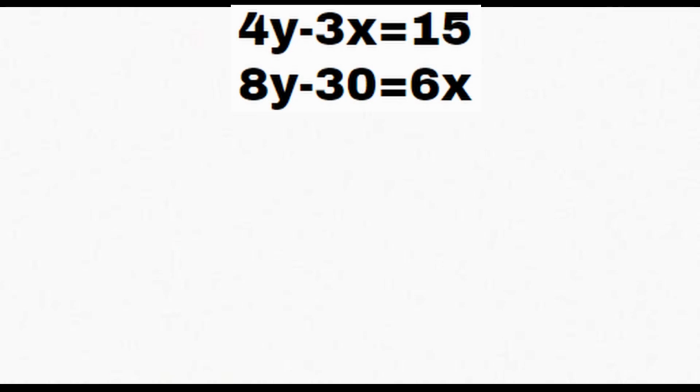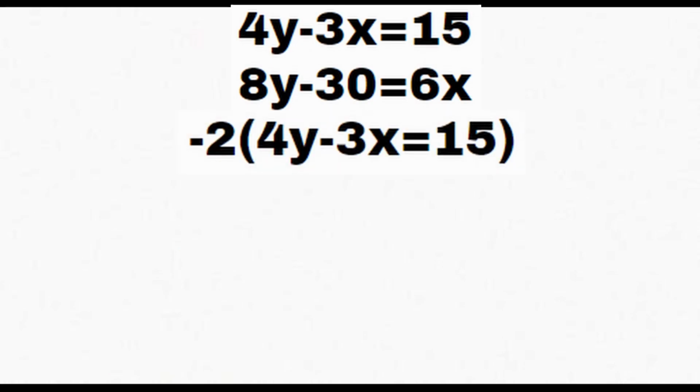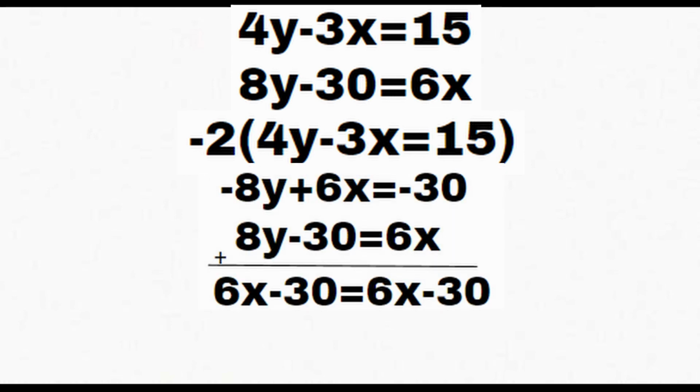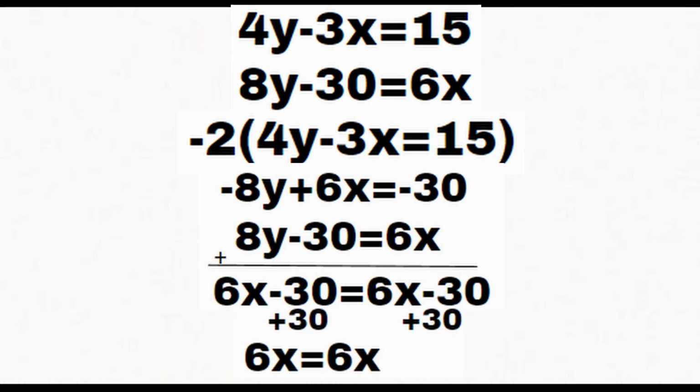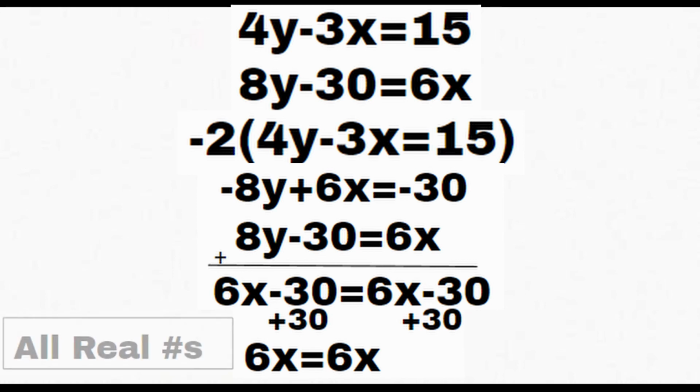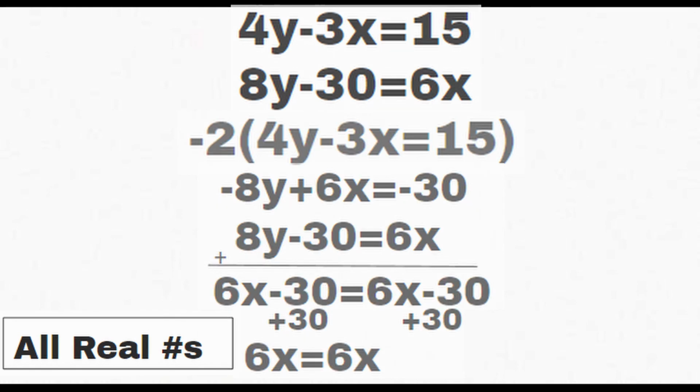Next, all real numbers happens when the two equations are the same thing. Look at the system below. After solving the system, we can see that we get 6x equals 6x. This means that as long as x and y are real numbers, then no matter what we put, the two lines would intersect at each and every point. Our final answer would be all real numbers.